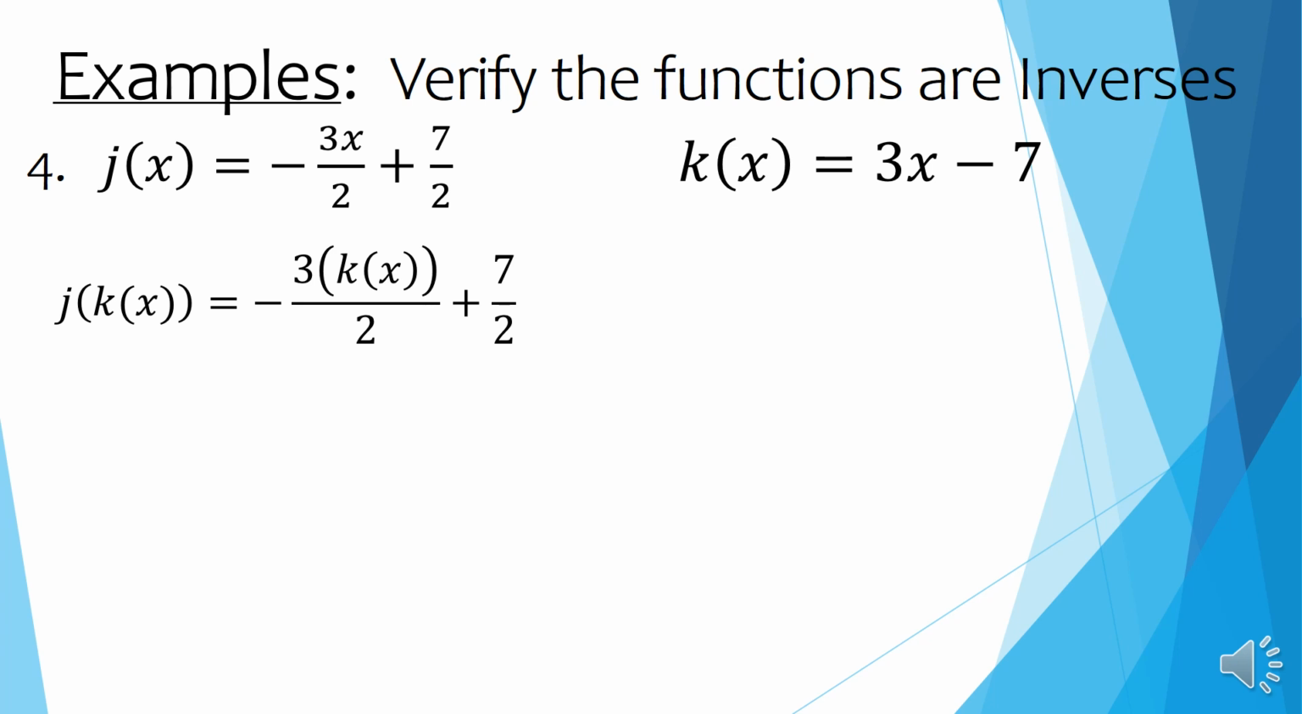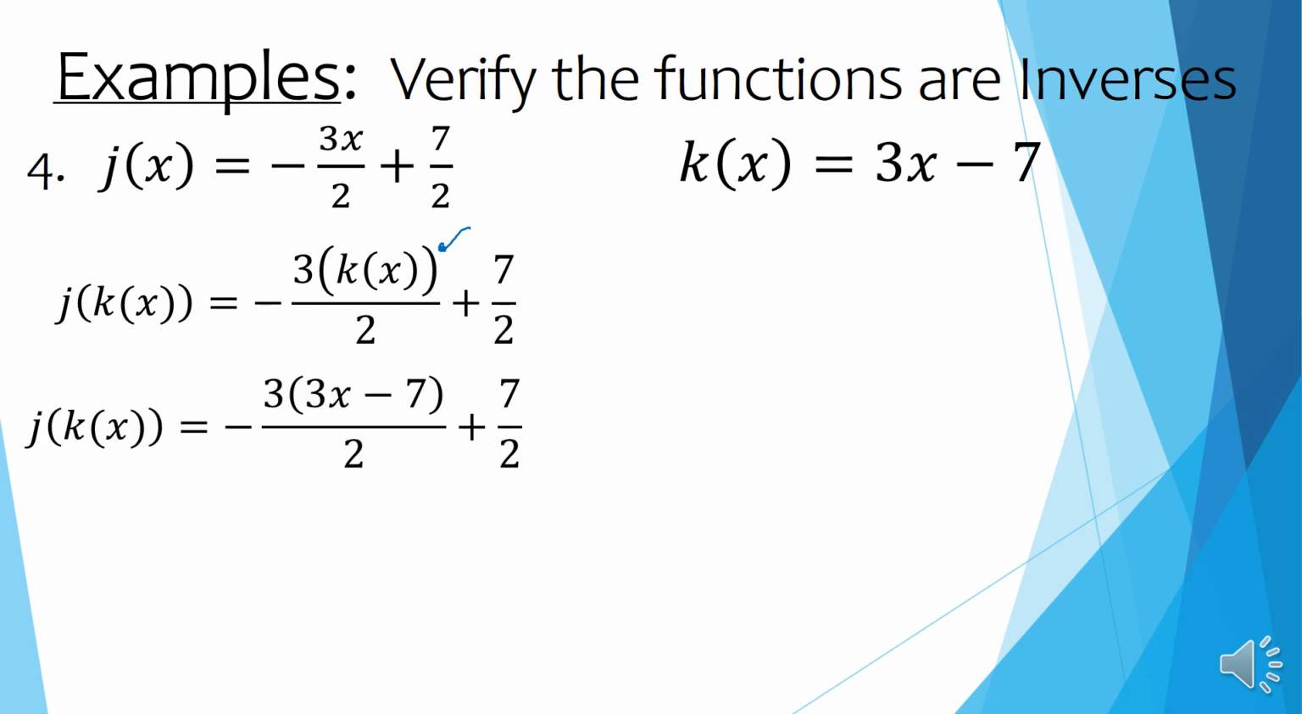Now remember, you guys, you don't have to write this step right here. You don't have to show that. I do it so that we can really see truly what we're doing. You can jump to the next part that we show. So j of k of x equals negative 3 multiplied by the quantity of 3x minus 7, all divided by 2.